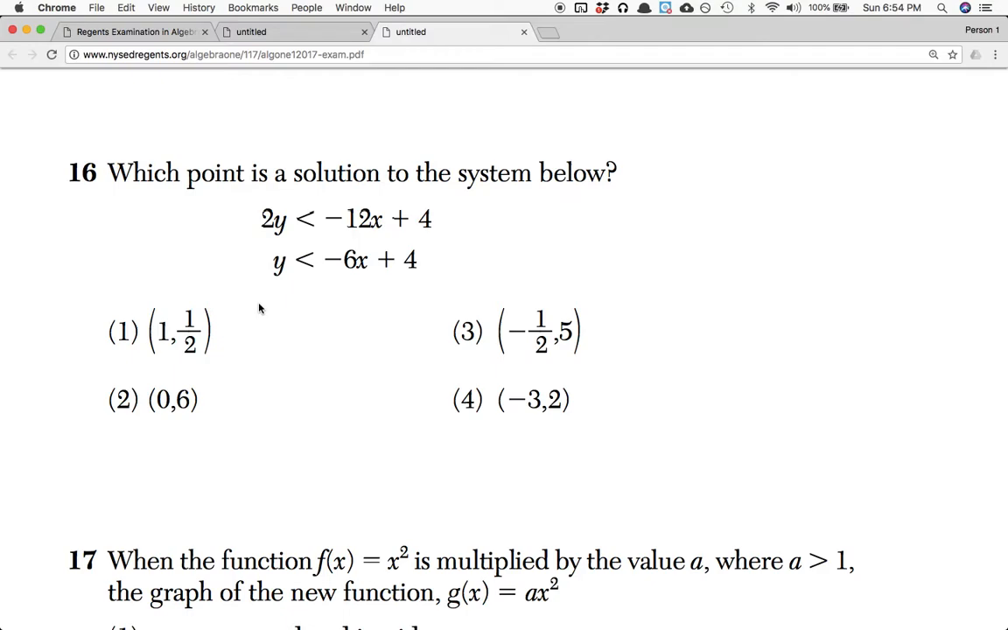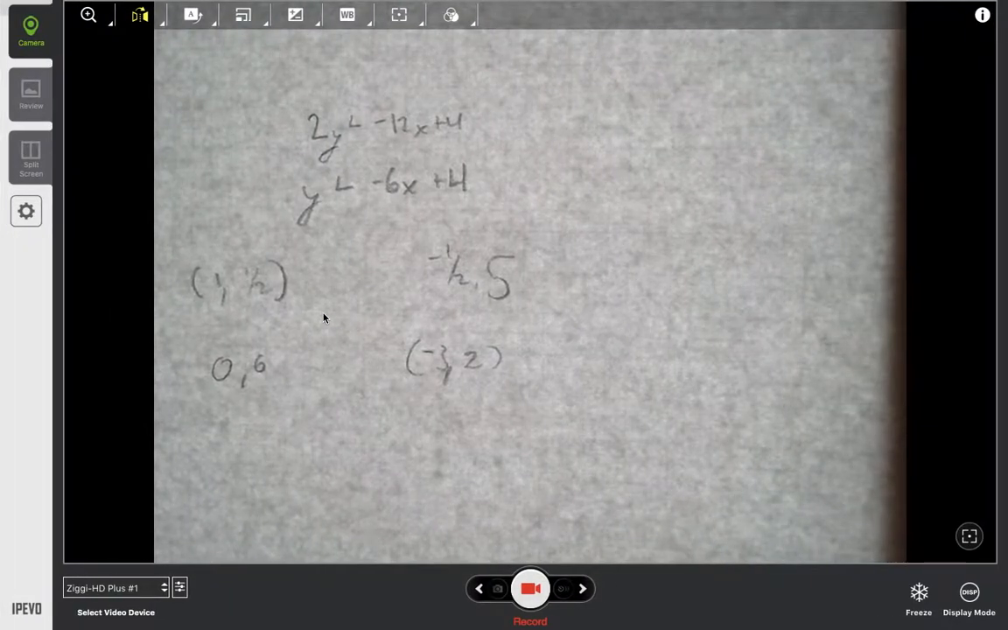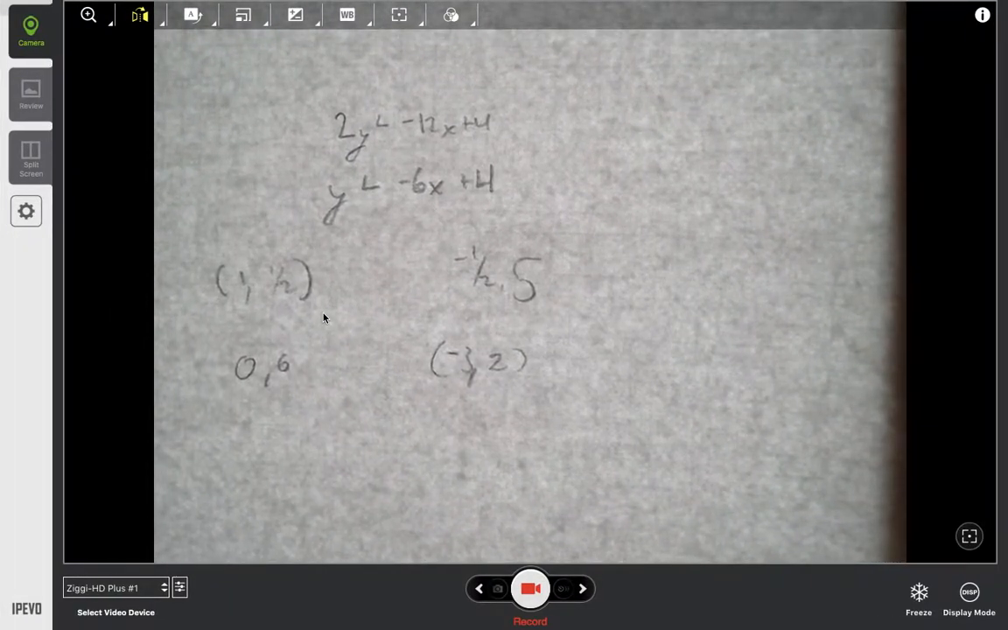Let me copy these guys down, and we'll get going. So it's going to be 2y less than negative 12x plus 4. Y is less than negative 6x plus 4. And I've got 1/2, 0, 6, negative half, 5, negative 3, 2. All right. And I want to know which one of these works for both of those guys.